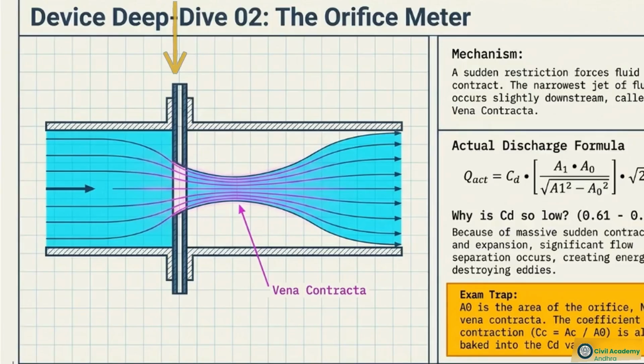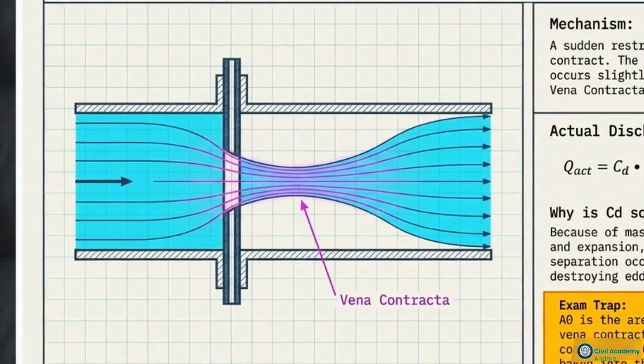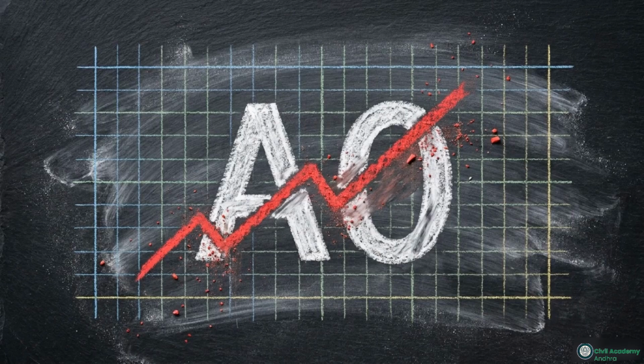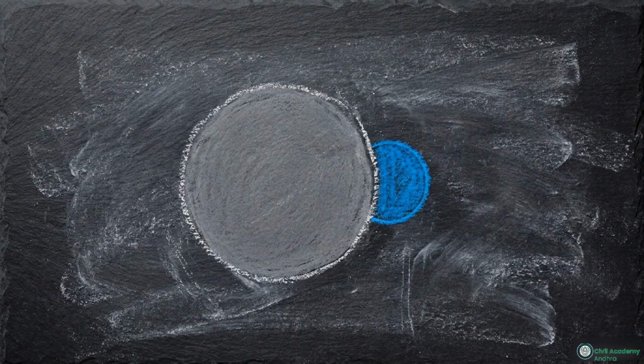Looking at this orifice meter, we see why sudden restrictions bleed energy. As fluid approaches, trajectories bend inward, narrowing downstream. This critical pinch point, where velocity reaches its physical maximum, is the vena contracta. This creates a significant physical discrepancy. In your calculations, you cannot simply use the physical area of the cut hole as the flowing fluid's area. The actual fluid stream is significantly narrower than the hole itself.